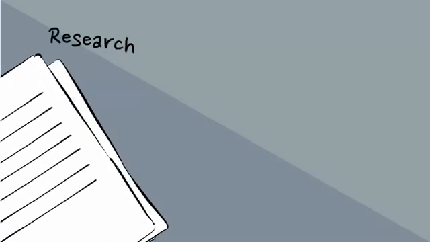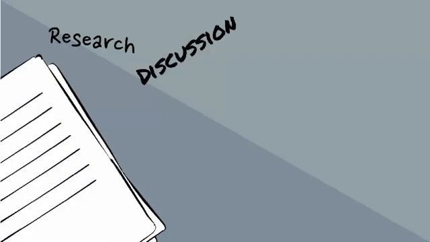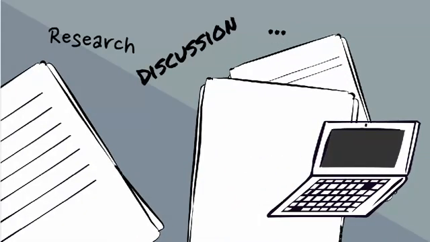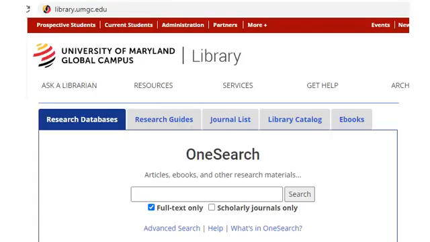Let's say that you are conducting research for a research paper or a discussion posting or other type of assignment for your marketing class. Once you have your topic, where do you begin? The UMGC library is the go-to place for all your information needs.